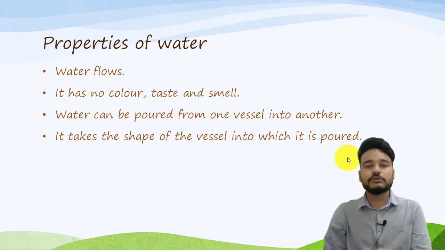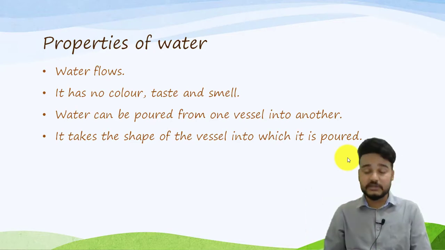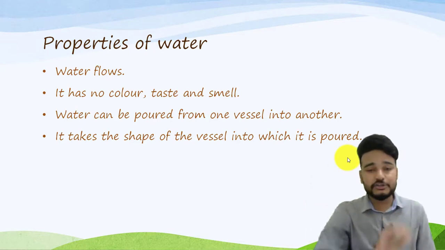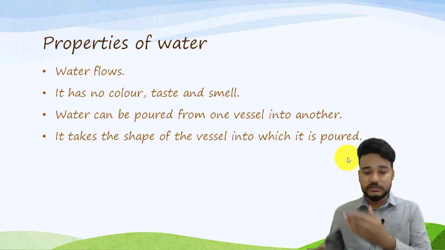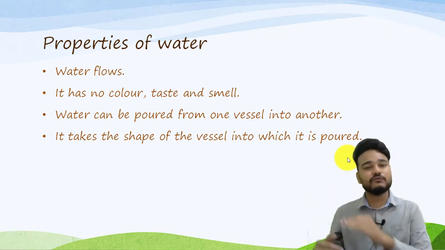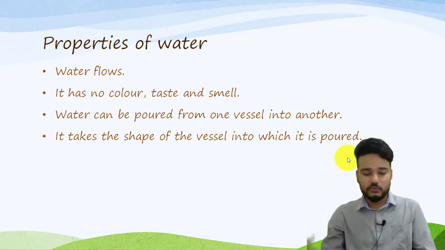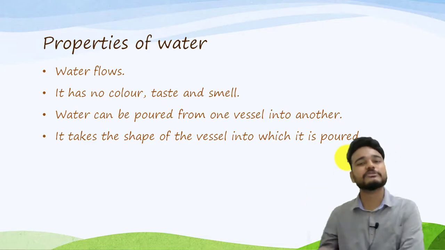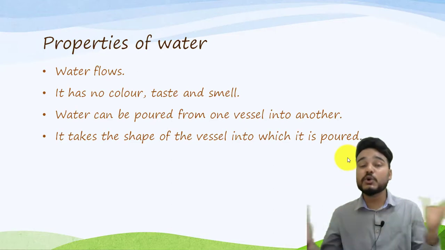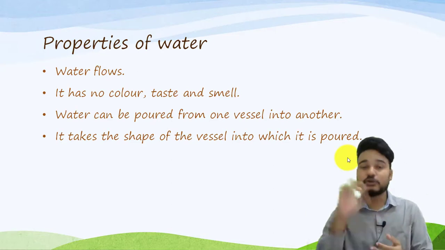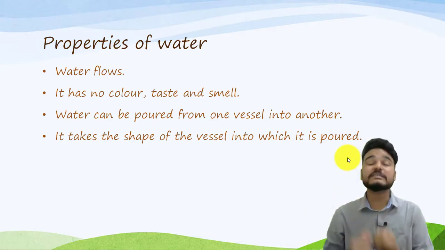If you pour water, take water in a glass and just pour it on a floor, what will happen? Wherever the slope will be, it flows in that slope area. Or if you pour it down, it sits there, you cannot fill it back into the glass afterwards. No, it flows. Water flows. The second property of water is it flows.